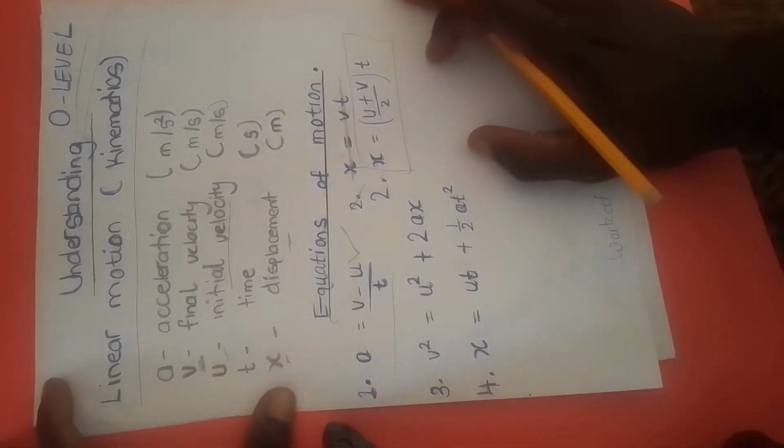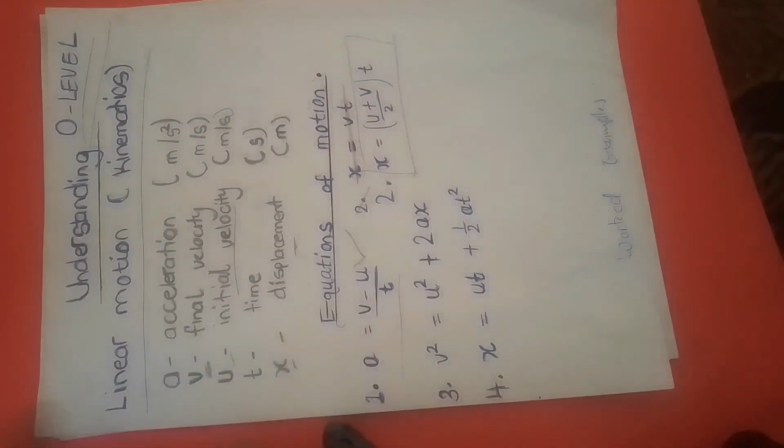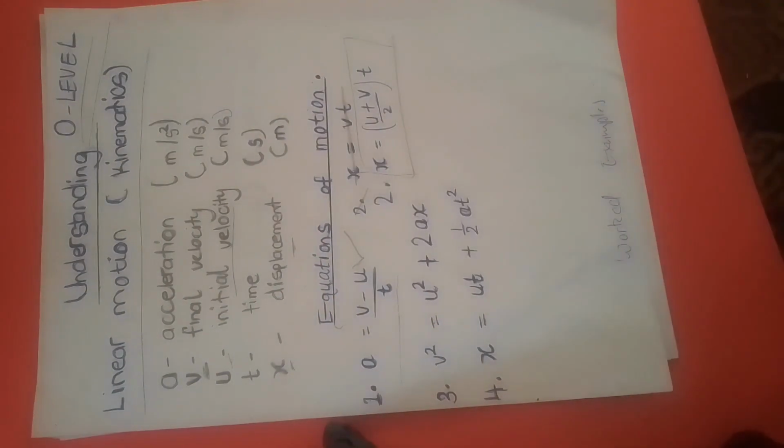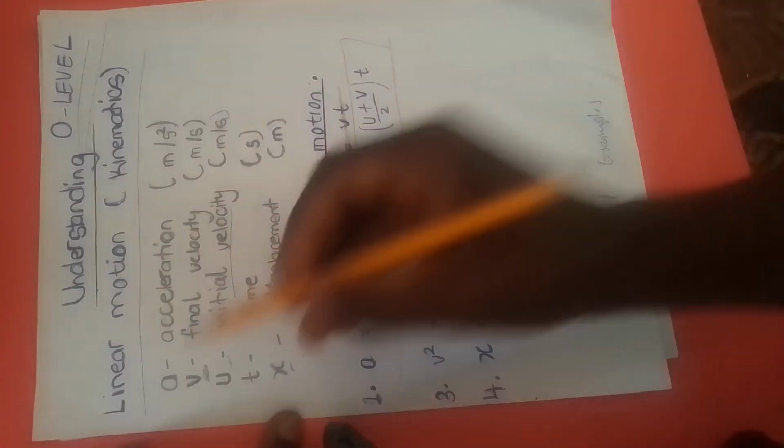So, linear motion is all about equations. When you are in form 4, you have no need to worry about how these equations are derived. You just need to know them and know the variables. The variable A stands for acceleration. Acceleration is the rate of change of velocity.